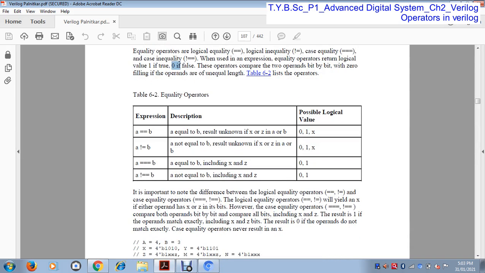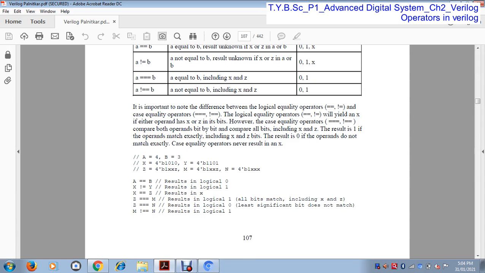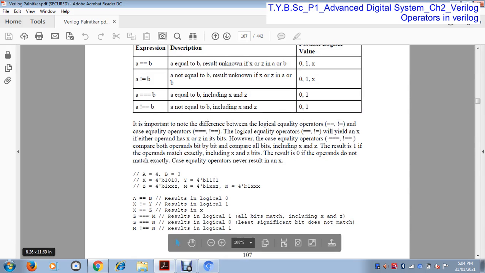Okay, so a == b means a is equal to b, and the result can be unknown. a != b represents that a is not equal to b. Case equality and case inequality check whether a and b are equal or not equal. Here we take some examples. Now a is equal to 4 and b is equal to 3, x is equal to 1010, y is equal to 1101. For a == b, a is 4 and b is 3, so it is not equal, so this is a false expression, so the result is 0.